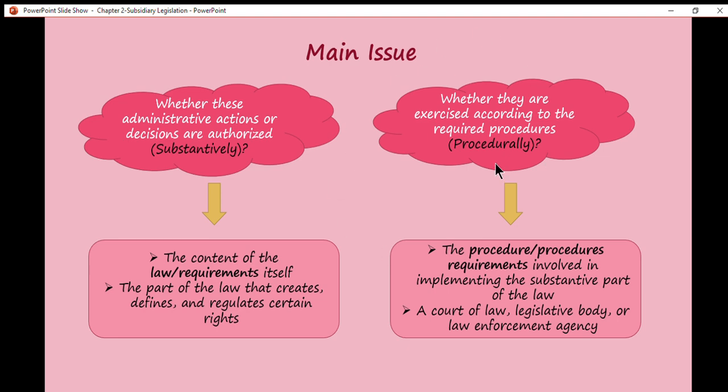And the second issue, we are going to ask whether they are exercised according to the required procedures, whether they have performed the functions, or whether they have made decisions according to the procedures, according to the manner. So the procedural requirements are involved in implementing the substantive parts of the law. And this involves a court of law, legislative body, or law enforcement agency.